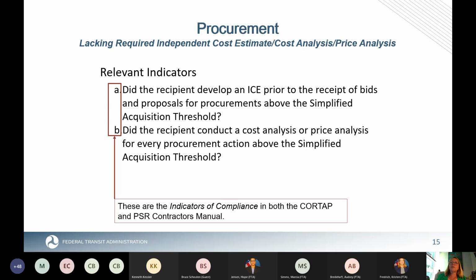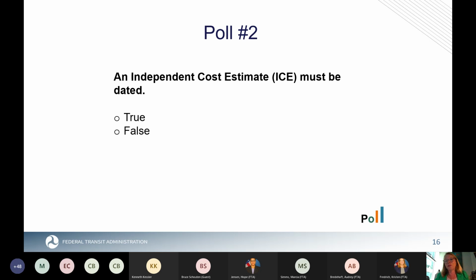But before we get into some of the drivers, we're going to take another poll. So poll number 2, if you could answer that, true or false question. And here it is arriving on your screen. An independent cost estimate needs to be dated, sorry. An ICE must be dated. So we acronym independent cost estimate, like many things, to ICE. So true or false, if that has to be dated, answer, hit submit. And when a number of you have answered, we will share the results and move on.